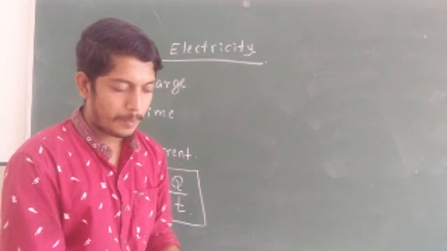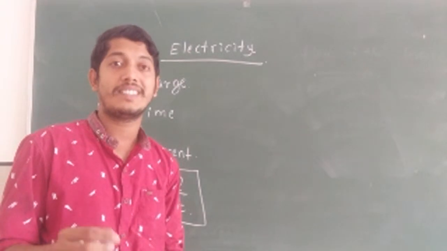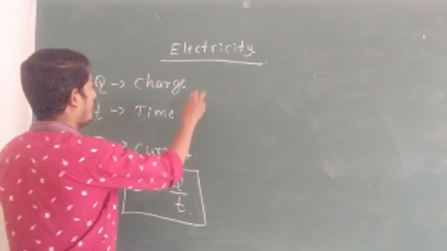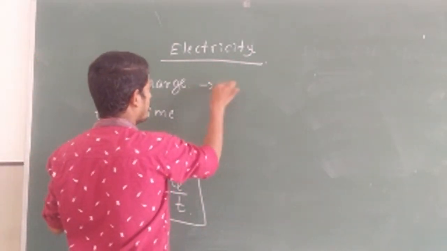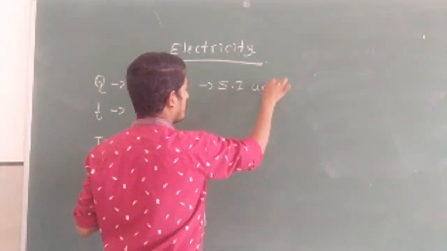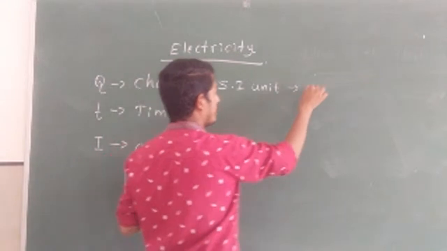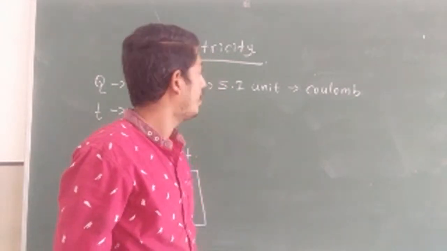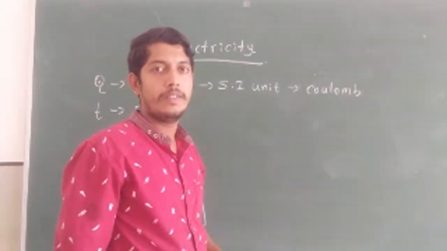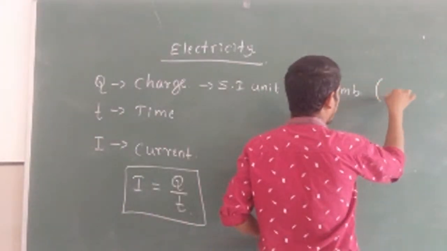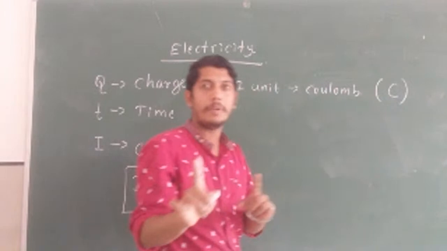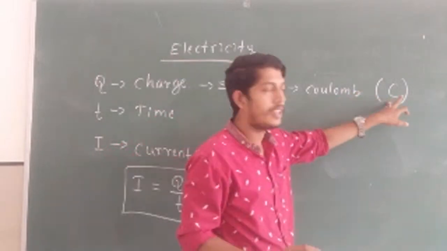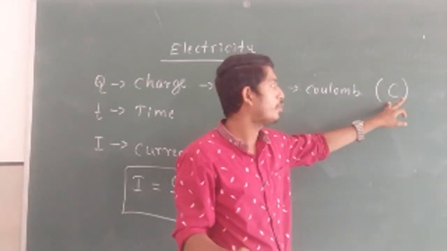Now in the second paragraph they give the SI units. The SI unit of electric charge is coulomb. It is represented using a capital C. You have to remember this, very important. Here all the letters are small letters, and this is capital C, and that is used to represent the charge.